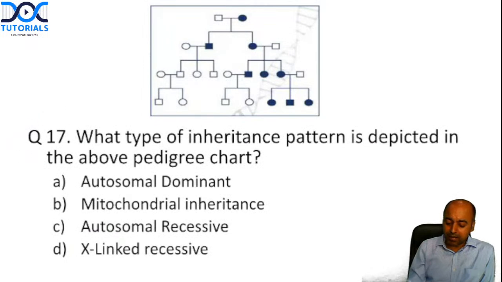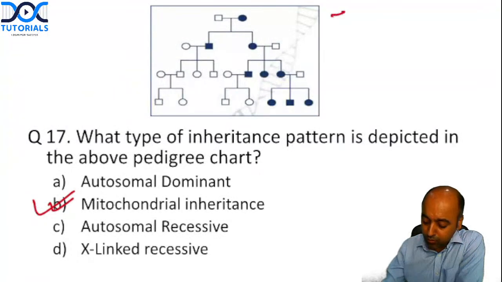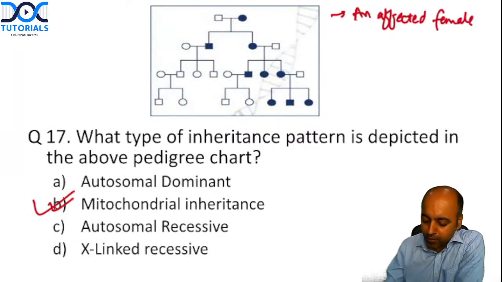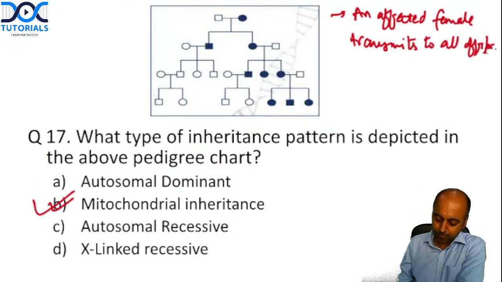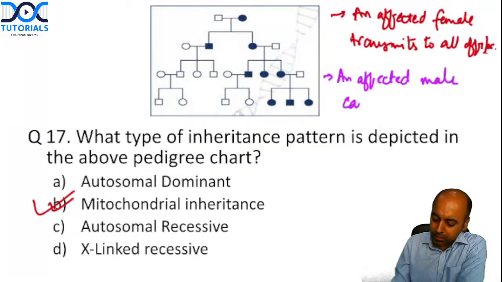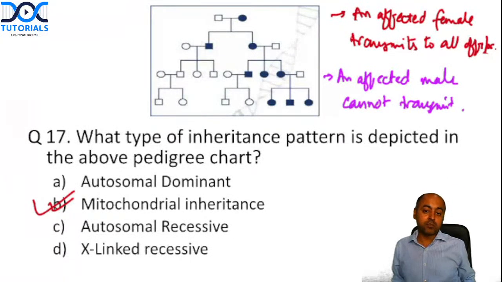This is the inheritance pattern for the mitochondrial DNA. So here what you have to note, an affected female will transmit to all offsprings. On the other hand, an affected male cannot transmit. An affected male cannot transmit the disease.